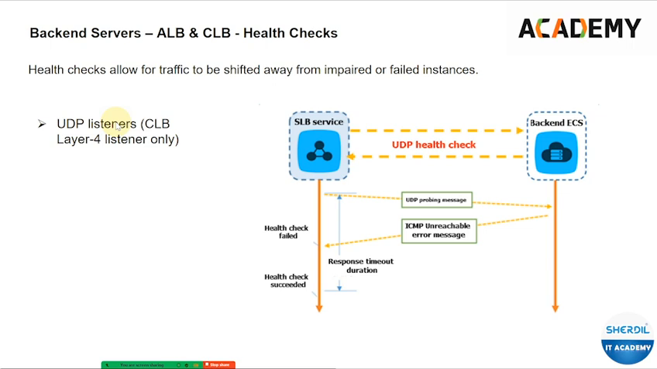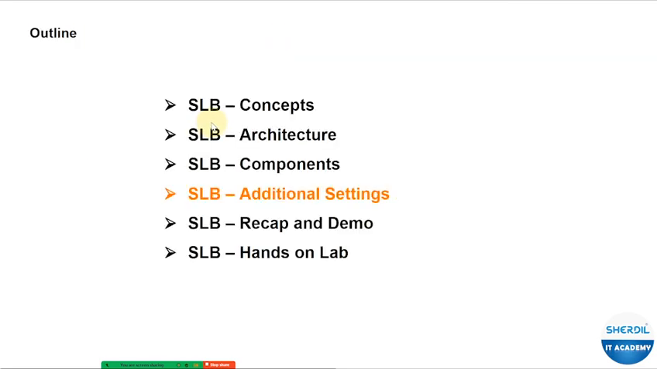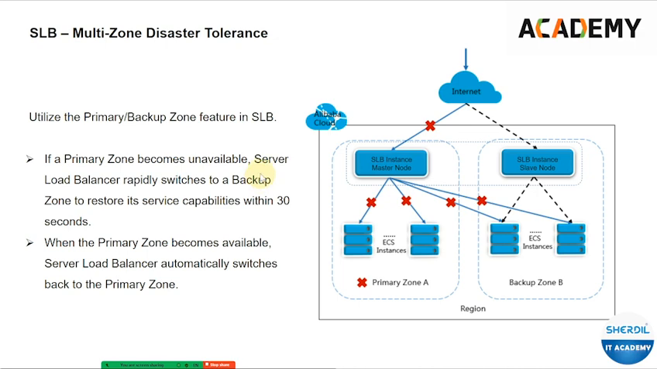Now we have another option called the UDP listener, the User Datagram Protocol listener. This is actually the Classic Load Balancer layer 4 listener only, where only UDP and TCP work. Let's talk about the additional settings.